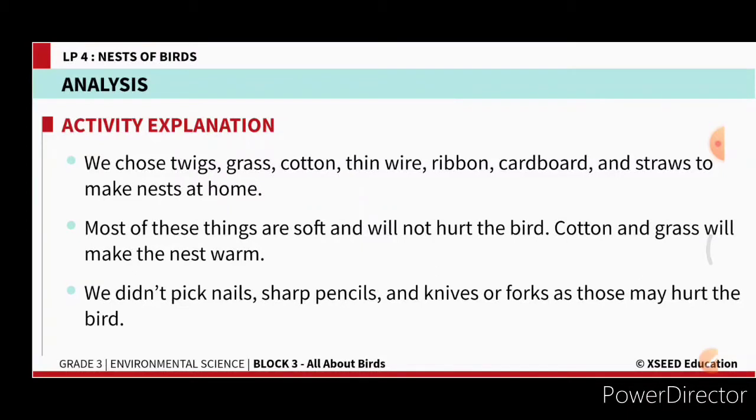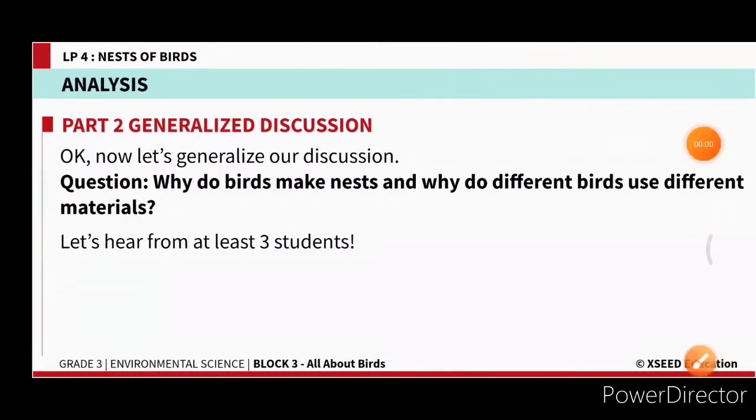Cotton and grass will make the nest warm. We didn't pick nails, sharp pencils, and knives or forks as those may hurt the bird. Okay, we picked up only the soft ones, where our birds can be comfortable. We did not pick the sharp things like nails, pencils, and knives. Okay, it will hurt the bird.